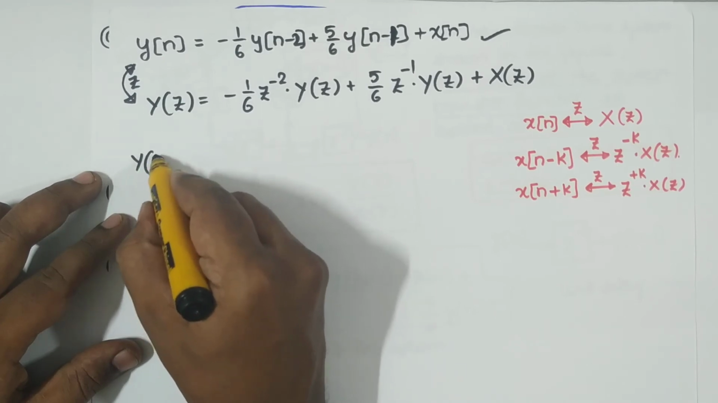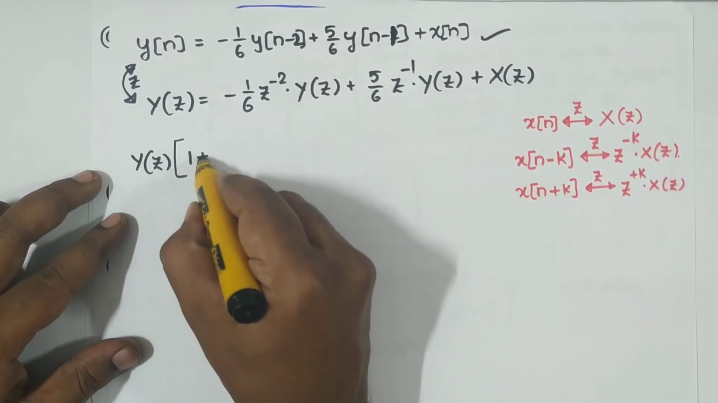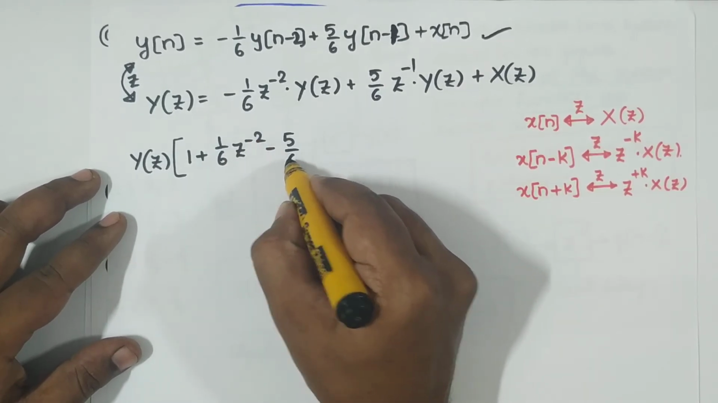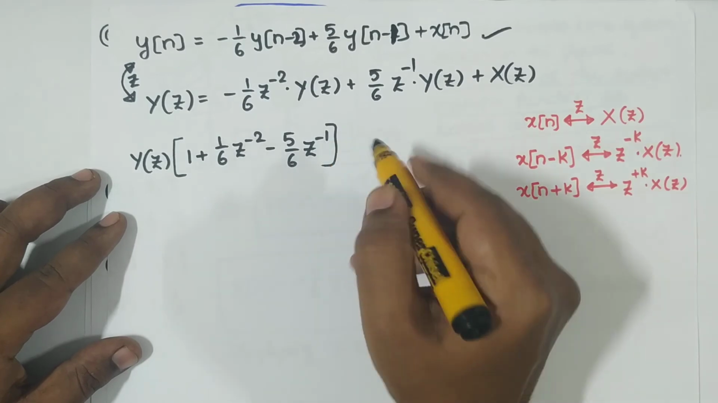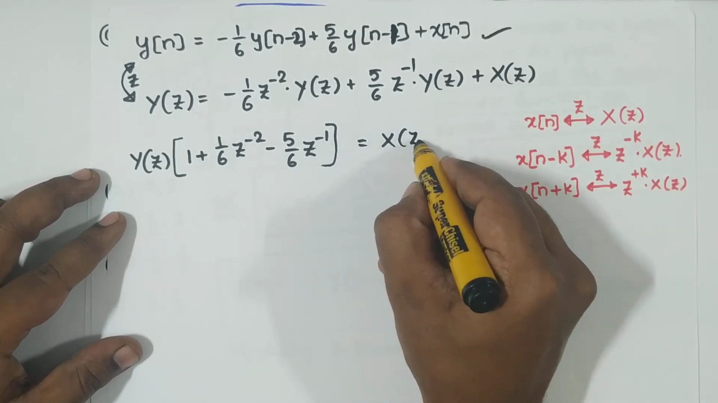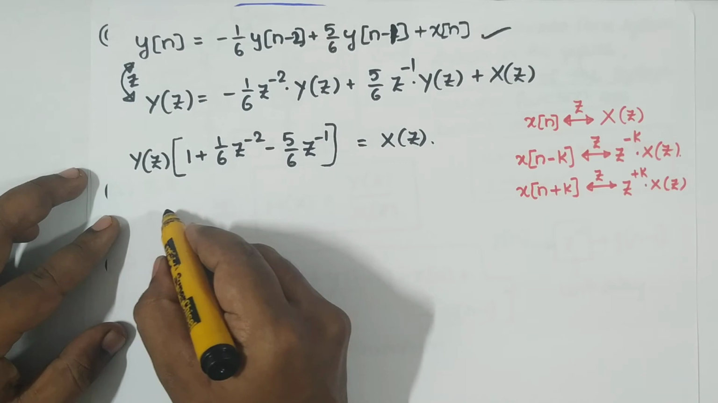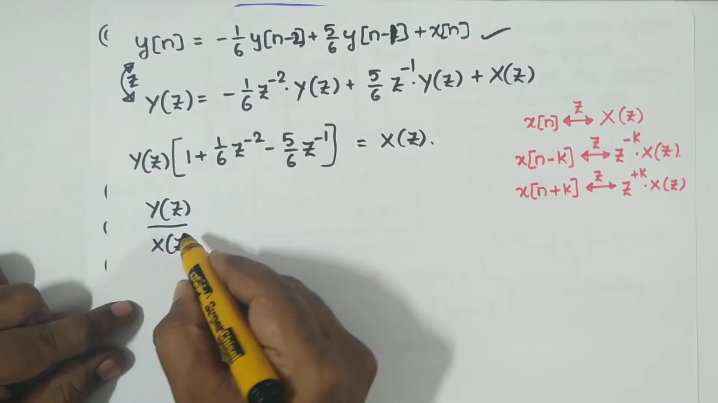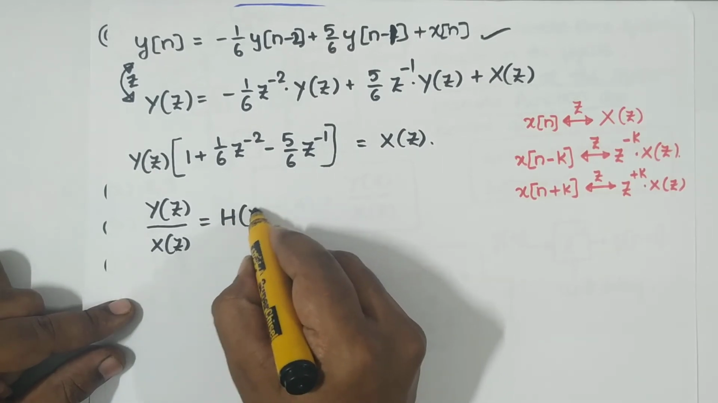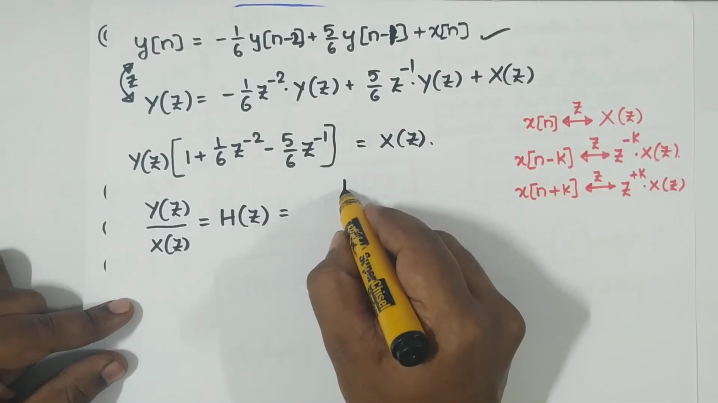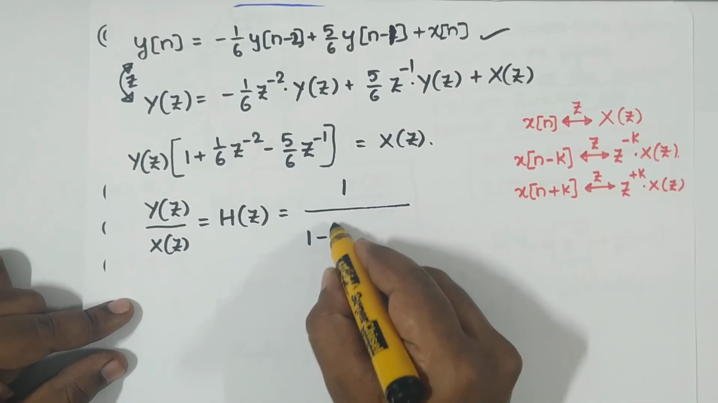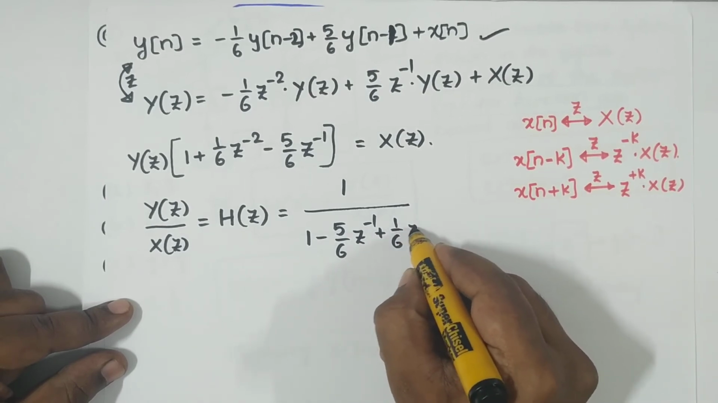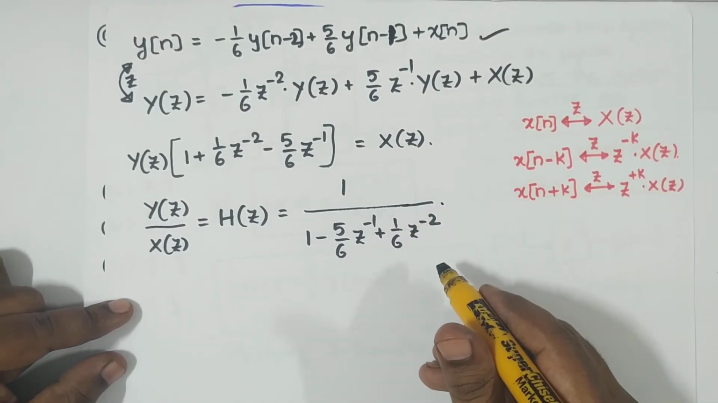Now take all Y of z to one side, X of z to the other side. So you have Y of z multiplied by 1 plus 1 by 6 z power minus 2 minus 5 by 6 z power minus 1 equals X of z on the right hand side. At the end of the day we need output transform over input transform. This is our system transfer function H of z, and this is nothing but 1 by 1 minus 5 by 6 z power minus 1 plus 1 by 6 z power minus 2.